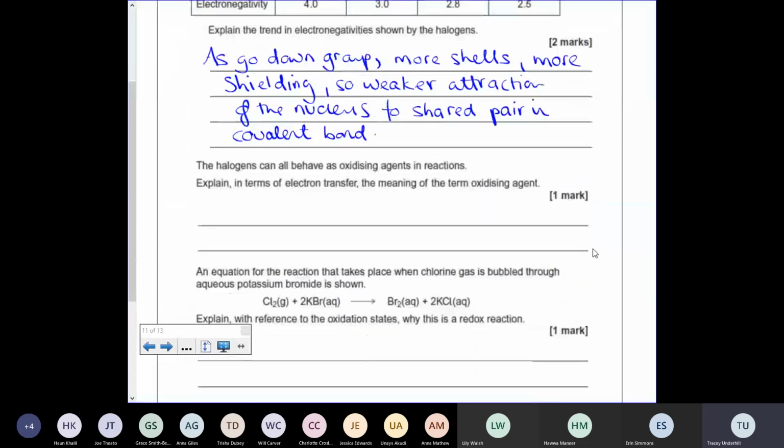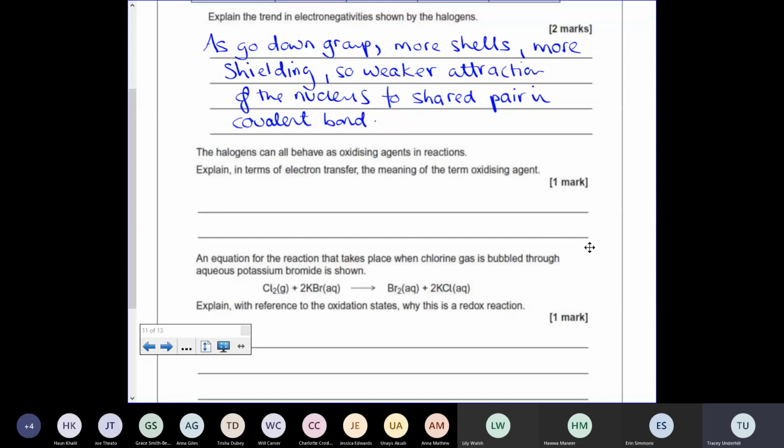Next bit. Halogens behave as oxidizing agents. Explain in terms of electron transfer, so what's happening to the electrons. Okay, if it's an oxidizing agent, itself is being reduced, reduction is gain. So if it's acting as an oxidizing agent, it means the thing itself will be reduced. So it gains electrons, or acts as an electron acceptor.